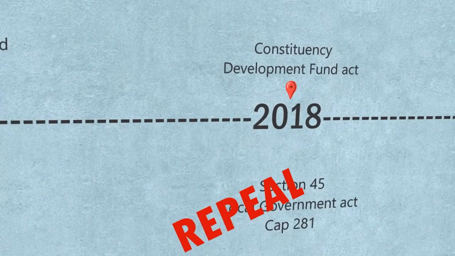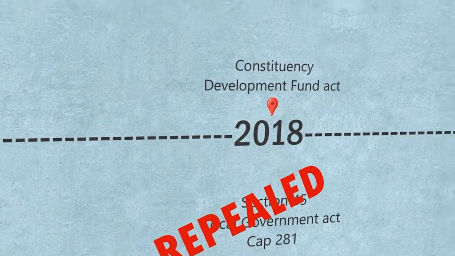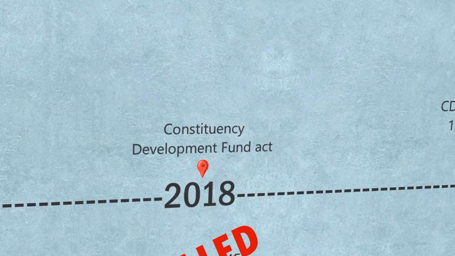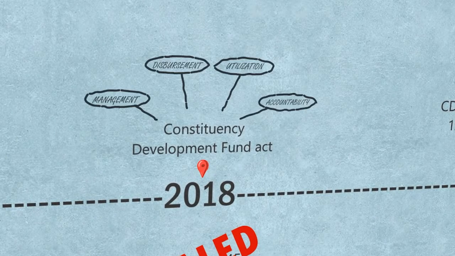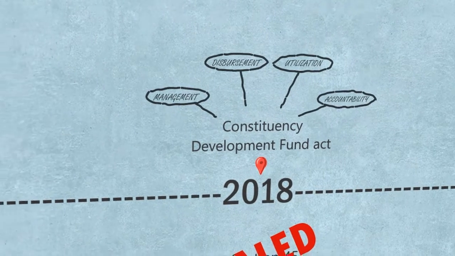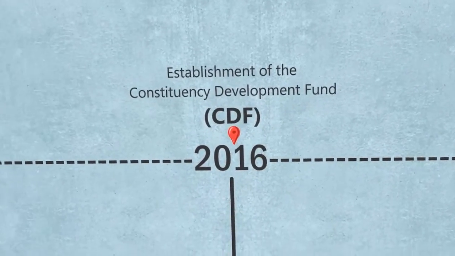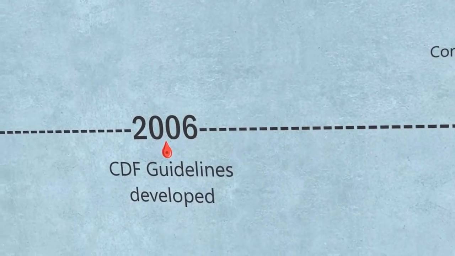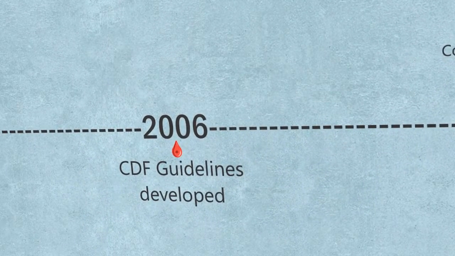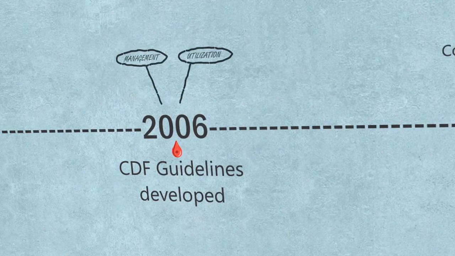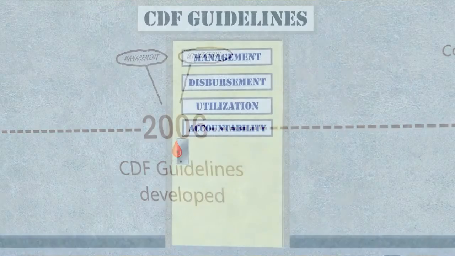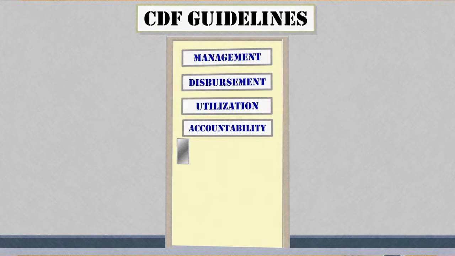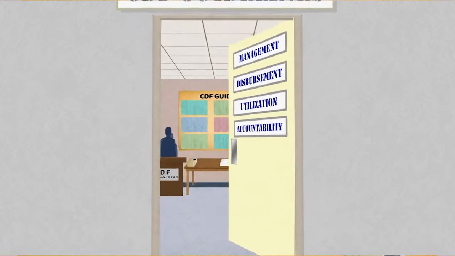Subsequently, the Local Government Act was repealed and the Constituency Development Fund Act was enacted in 2018 to provide for the management, disbursement, utilization and accountability of the fund. The government developed the first guidelines in 2006, commonly known as the CDF Guidelines, to guide on the management and utilization of the fund. The CDF Guidelines are supposed to guide the management, disbursement, utilization, and accountability of CDF.